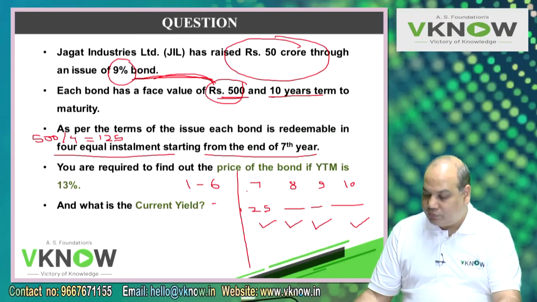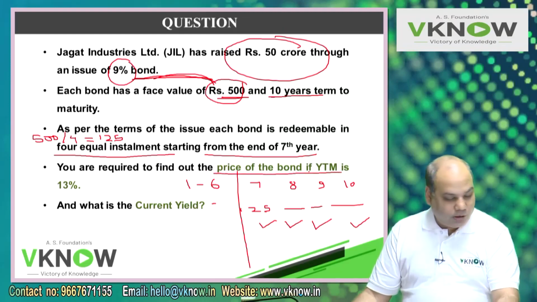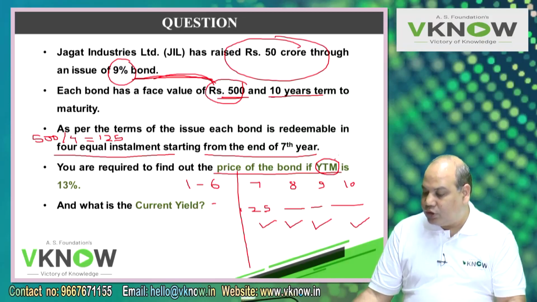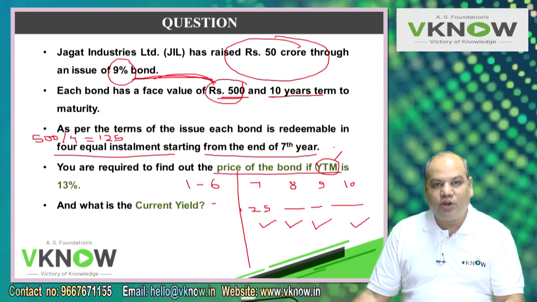You are required to find out the price of the bond if the YTM. What is YTM? YTM means yield to maturity, which we are going to use as a required return, that is, as a discount rate.